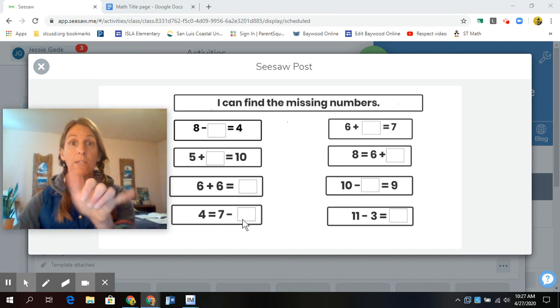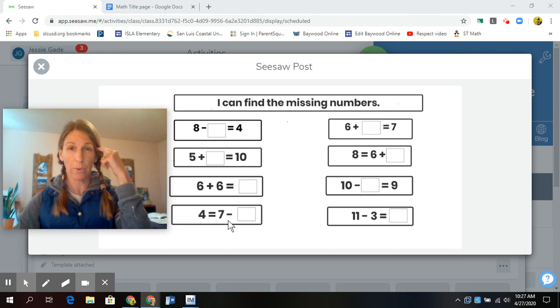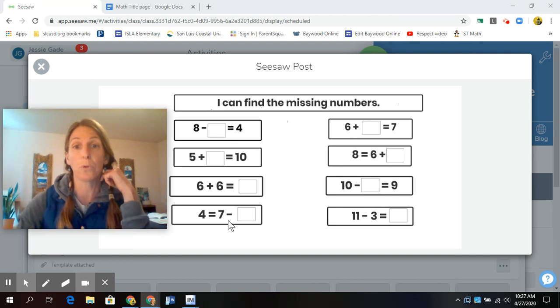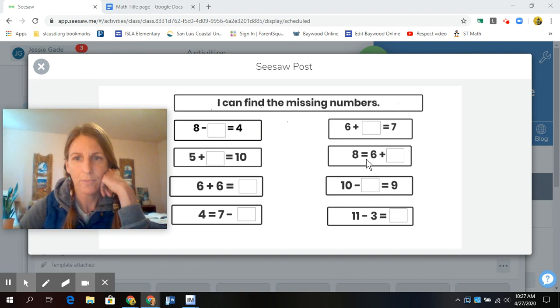We can always flip-flop the equations. Remember, we get used to that in our brains. Equations can go either direction. It's super cool. Over here, right here, look at this one. 8 equals 6 plus some number. Yeah, you can have that equal sign first.